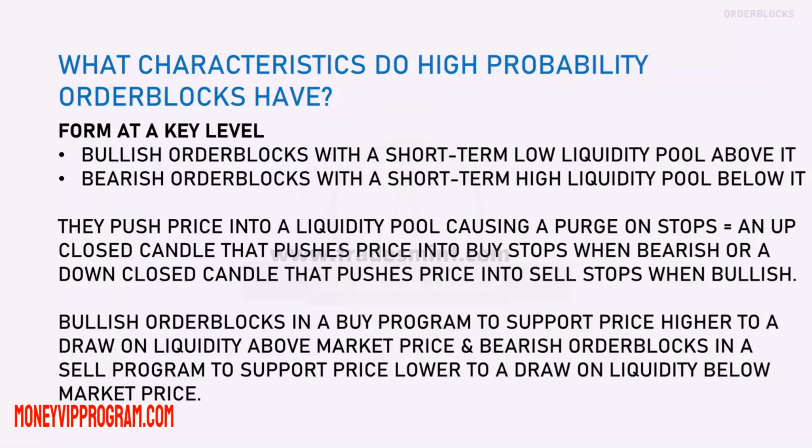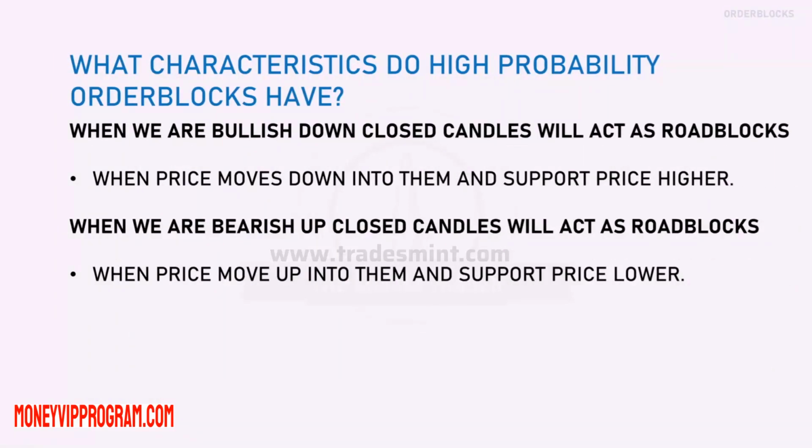So bullish order blocks in a buy program support price action to go higher into the draw on liquidity above market price, and vice versa with bearish order blocks in a sell program, to support price lower, or resistance to draw lower into the draw on liquidity below market price. When we are bullish, down close candles will act as roadblocks. When price moves down into them and supports price higher, this is when it's validated. And for bearish, an up close candle will act as a roadblock too. So when price moves up into them and then resistance to turn down lower.